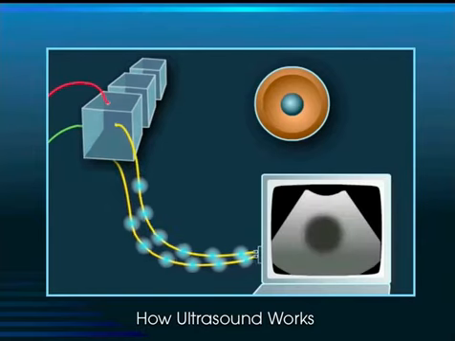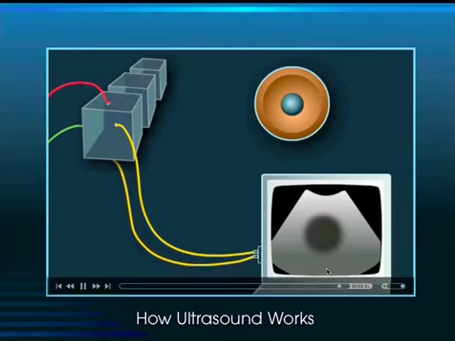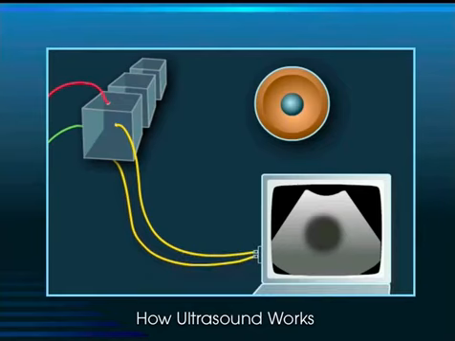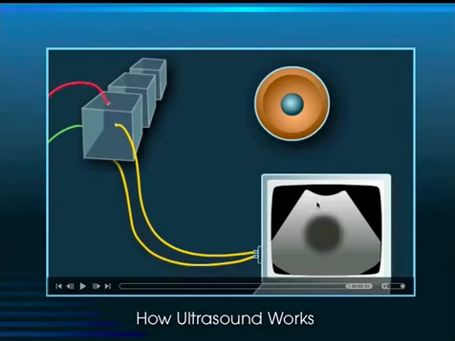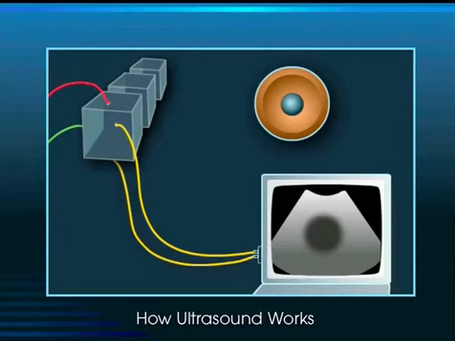And the longer it takes the sound to come back, the further down the field that it will plot the dot. And the denser the tissue, the more echo bright the dot will be, and the less dense the tissue, such as water or urine or bile, the darker the dot will be, so to speak. And so that's how, in a sense, ultrasound works.